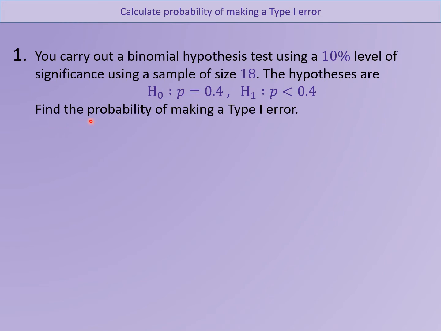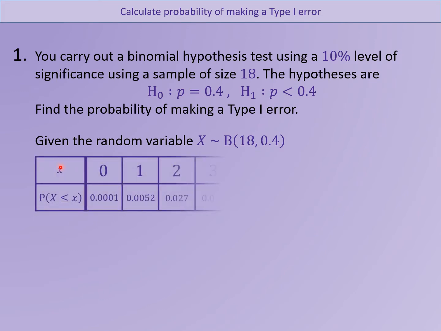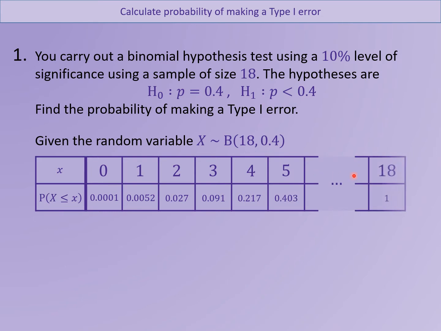What we need to do is find the probability of making a type 1 error. So the first thing I need to do is just set up my table. I know it's binomial, 18, probability of success 0.4. So I can set up my table of results. I can put my x values, my successes, along the top out of the possible 18 tests, and the probability that x is below a certain amount. So if I ran 18 tests and got no successes at all, the chance of that happening is very, very small, 0.0001%.